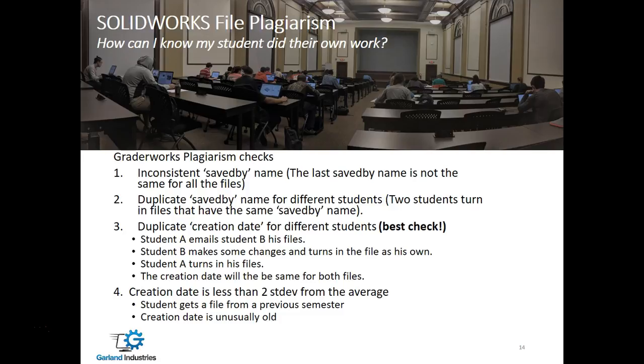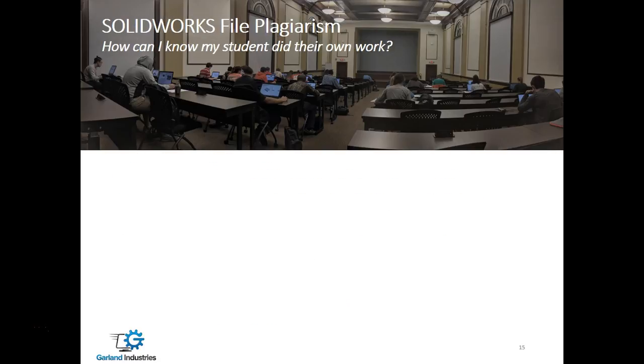The final one is a check on the creation date. Like, is the creation date reasonable? And this is helpful because if a student gets a file from a previous semester or maybe from the internet, then the creation date will be unusually old. And Graderworks is just trying to detect that. It's just going to find the average creation date and basically find anything that's outside of the normal range. It's going to flag as something I might want to look into.